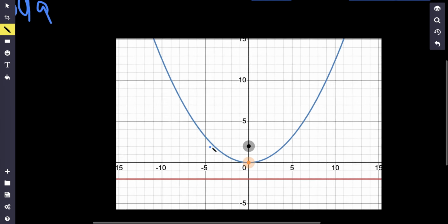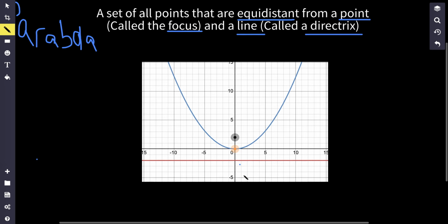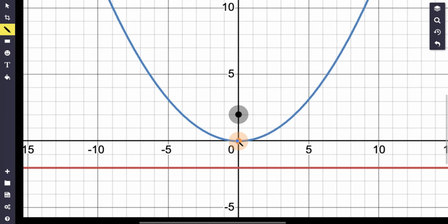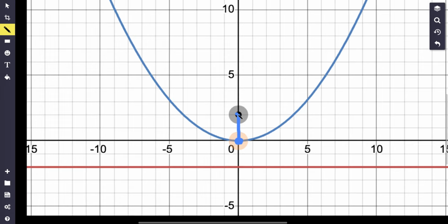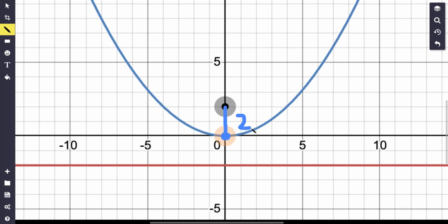So in this case, I have this graph here. This is a parabola. And what you notice is that if I take the vertex of my function, the distance from this vertex to this focus, this singular point, is 2. This distance is 2. And the distance from this vertex to this line is also 2.